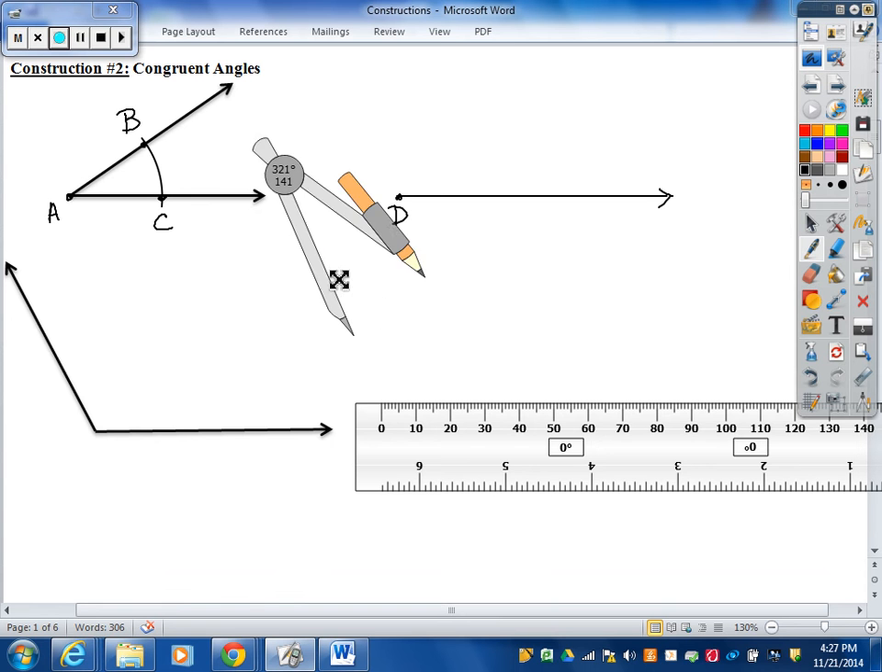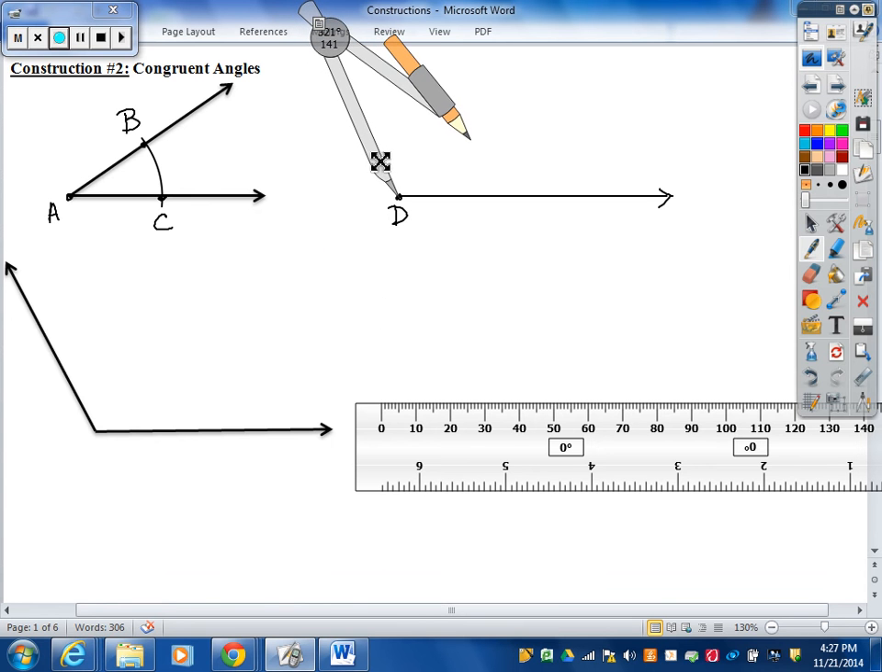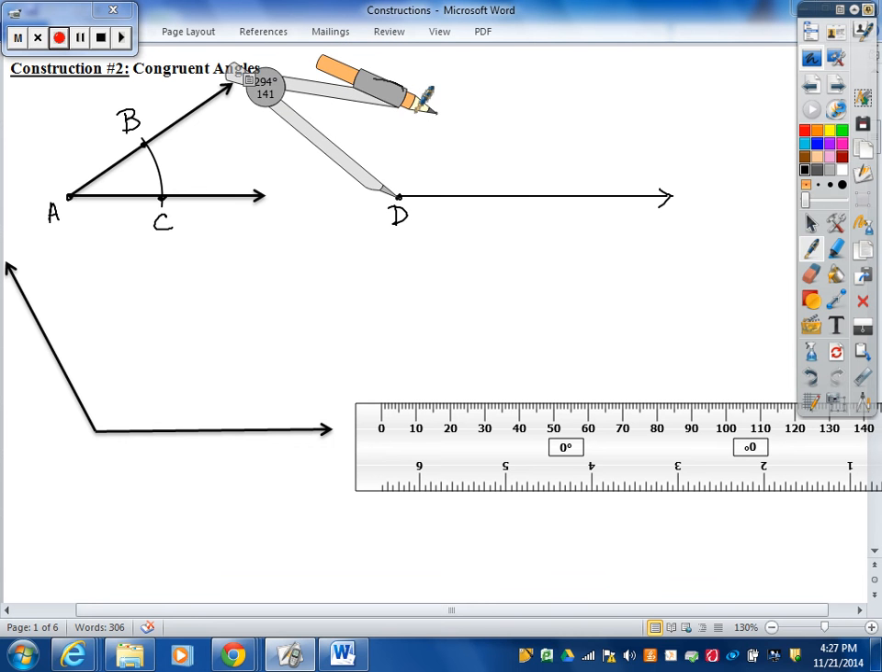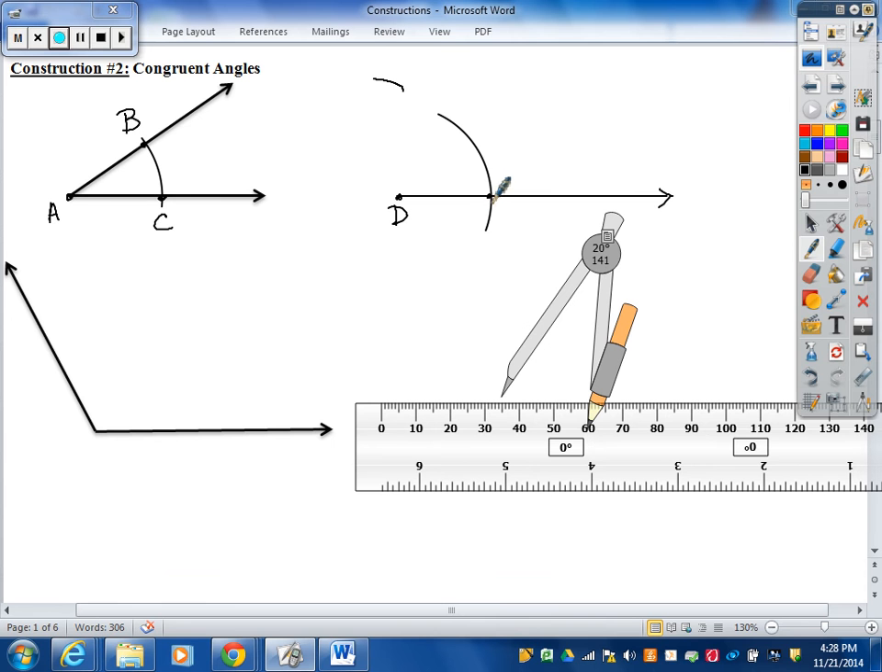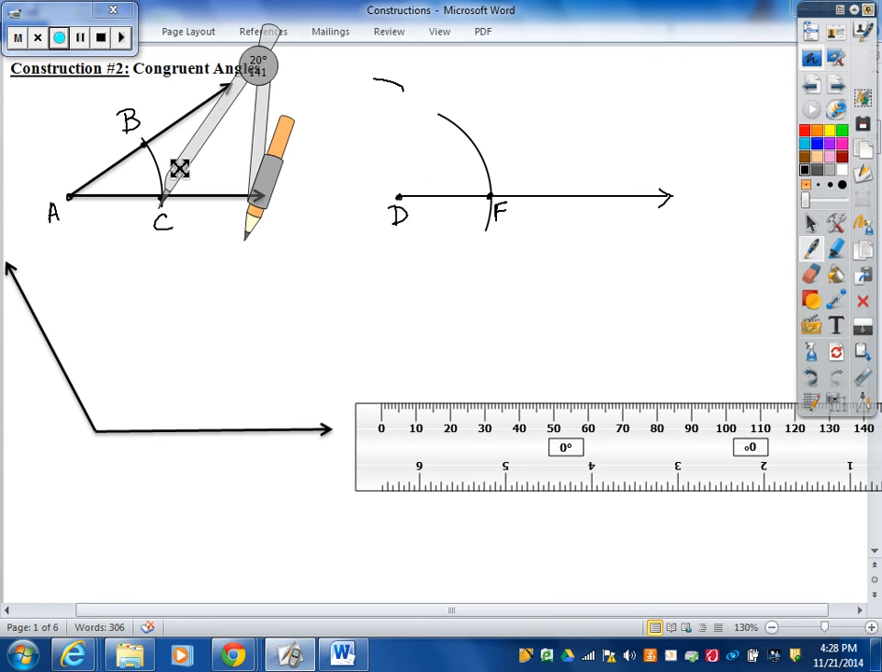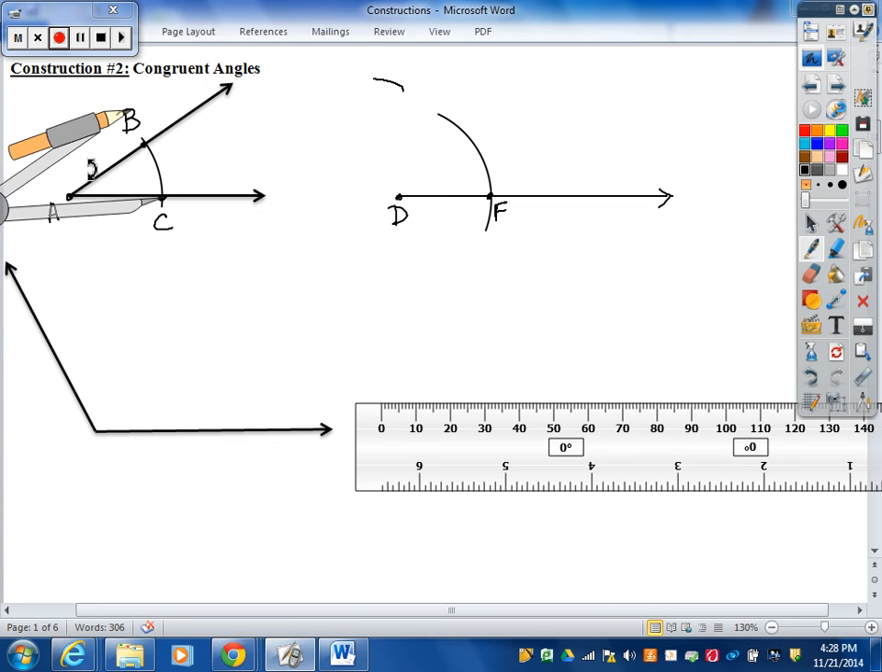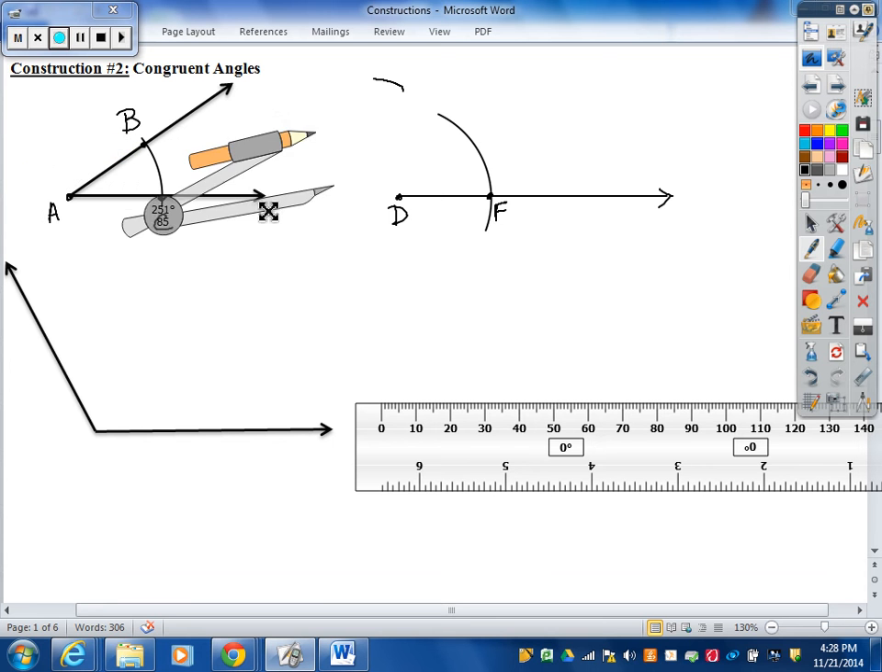So I'm going to come over here, and on this point D, make the exact same arc. Okay, make sure that you have that same arc right there. Now, I'm going to go ahead and label this point F. And then from there, I'm going to go ahead and measure the length from B to C. Now I'm going to tell you why I'm going to do that in just a second. Okay, and I'm going to transfer that over here.